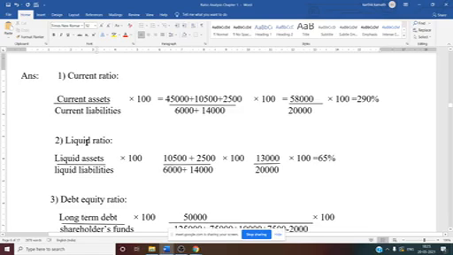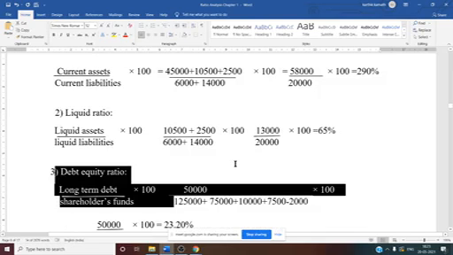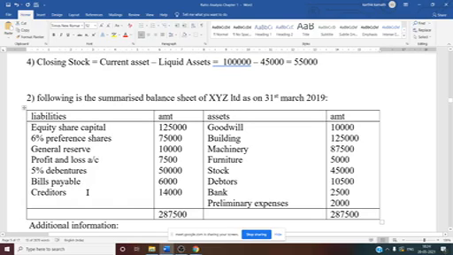Third thing they have asked you to calculate debt equity ratio. Formula for debt equity ratio is long term debt, or you can say debt divided by equity. Debt means what? Long term debt. Equity means what? Shareholders fund. Long term debt divided by shareholders fund into 100, you will get a debt equity ratio. So now long term debt we want to see from the question. What is the long term debt here? If you see the liability side, current liability is bills payable and creditor. So only one information is a long term debt, that is 5% debenture is a long term debt. So that is 50,000. So directly a long term debt in the numerator you have to write 50,000.